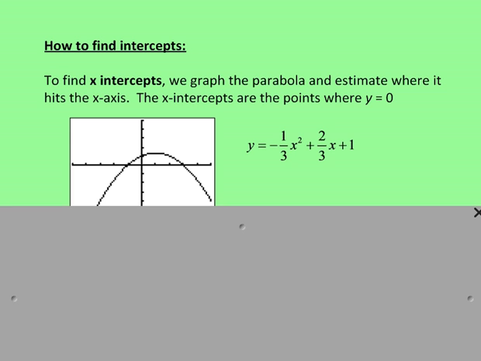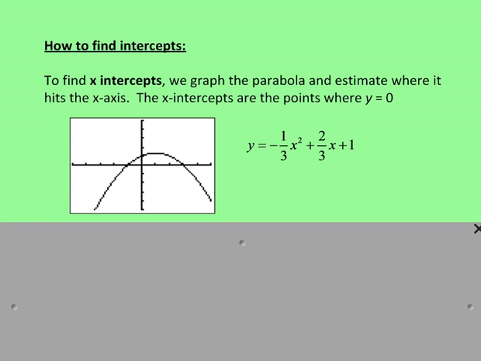We know that y equals 0 on the x-axis. This is where y equals 0. So our x-intercepts are where it crosses that x-axis. And for this, we're just going to estimate. It looks like it's hitting, I guess I kind of covered them up a little bit. We can see the points. Looks like it's crossing right here at negative 1. And it crosses again right here at 3. So to find x-intercepts, we just graph the parabola and then we estimate where it crosses.